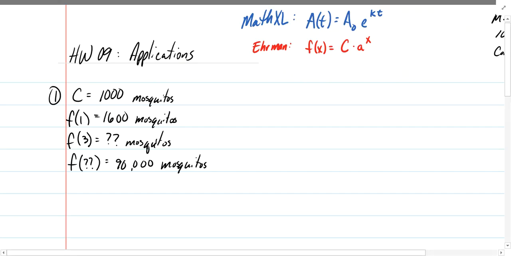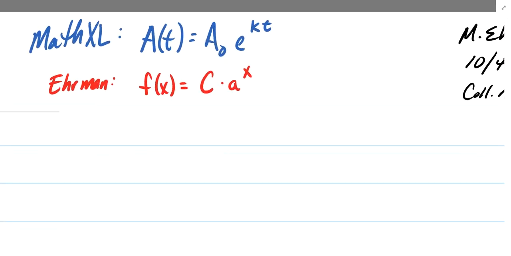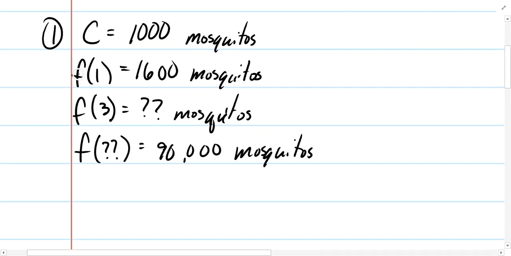Okay, so here's what I've gathered from the word problem. We were told that our initial value, or the amount that we started with, was 1,000 mosquitoes, and I defined in a prior video that this value, C, is what we call our initial value. And incidentally, the initial value in the format that Math Excel presents is this A subscript 0, A sub 0. That's also the initial value. We're told that after one day there are 1,600 mosquitoes, so the result of this function when evaluated at 1 will result in 1,600 mosquitoes.